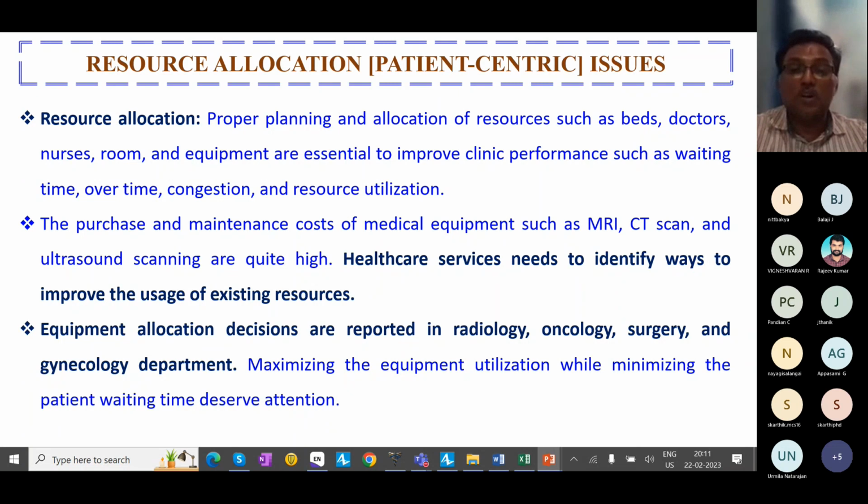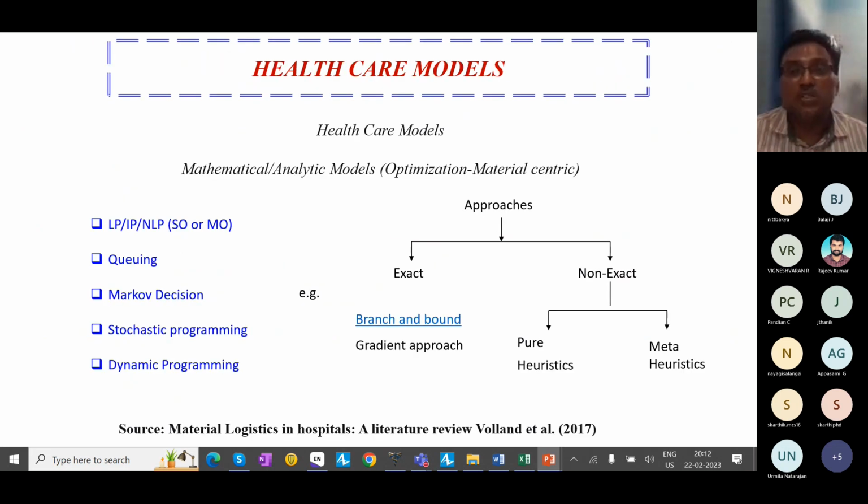Because hospitals are available a lot, once we approach them and once we get some input, definitely we can do great research in this area. So maximizing the equipment utilization while minimizing the patient waiting time or improving the patient service level. So this is a great area. You can work on a multi-objective model here, right? So these are the issues.